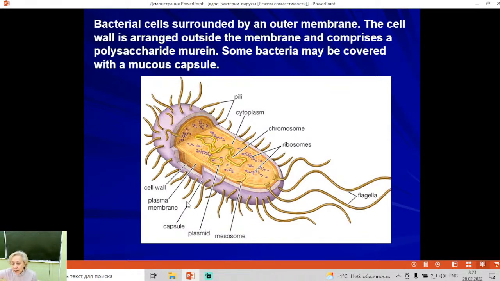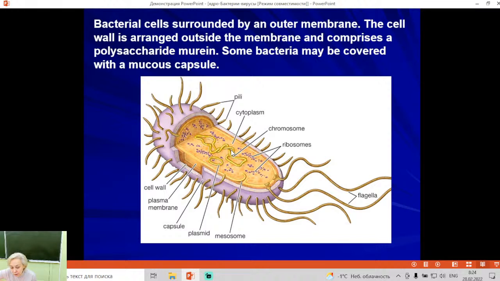Bacteria cells are surrounded by a plasma membrane. The cell wall is arranged outside the membrane and comprises a polysaccharide, murein. Some bacteria may be covered with a mucous capsule. On this slide you can see three structures of the envelope of bacteria. Inner structure, plasma membrane. Outside, cell wall from murein. So all bacteria have a plasma membrane and a cell wall from murein, but only some bacteria have a mucous capsule on the surface.